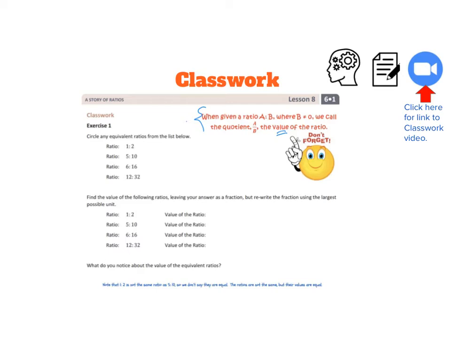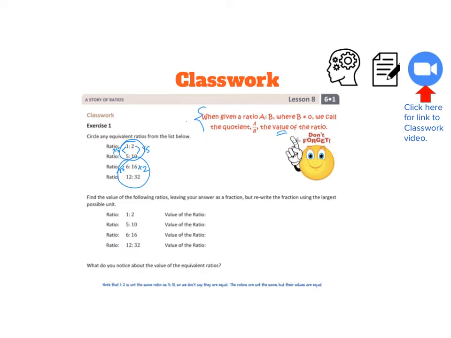So, exercise 1, circle any equivalent ratios from the list below. 1 to 2, 5 to 10, 6 to 16, 12 to 32, and I'm looking at this, and I know I can multiply by 5, then these are equal. What about 16 to 32? I know I'm doubling. 6 times 2, I'm doubling that. So those are also equivalent. Those are equivalent ratios that I just grouped.